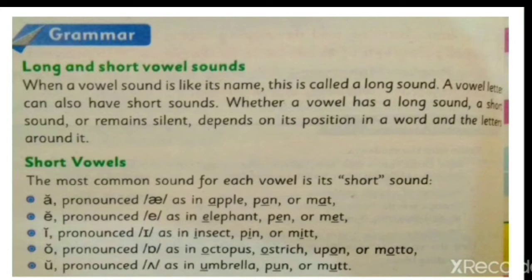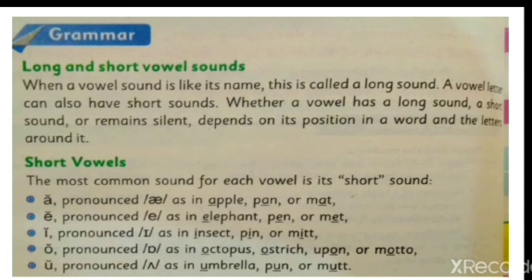Now in the letter E, if we pronounce this word, elephant, and observe the sound of E, it goes like this. Let me pronounce the word elephant again. It's not the same as its name, E. That is different, and we call it a short vowel sound.